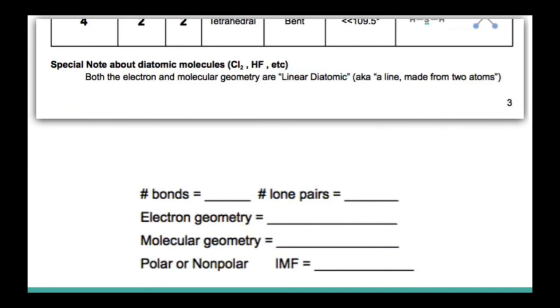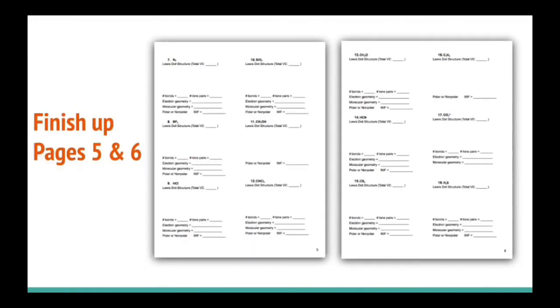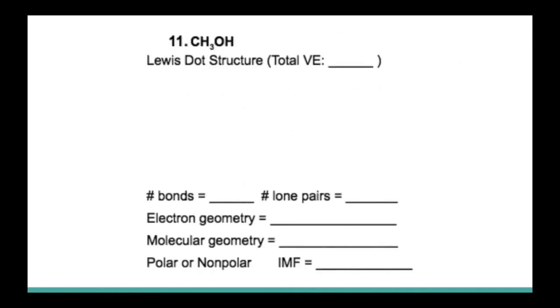Now, this is the last one that I'm going to do with you. It's your job to finish up pages 5 and 6, but there are 2 different structures that I actually don't want you to have to draw and analyze because we put them there to do that polarity and IMF thing that we're going to do later. They don't actually have very good specific shape names. And the first one is CH3OH. This is on page 5, number 11.